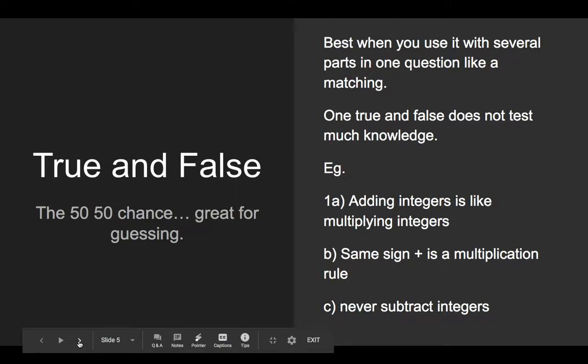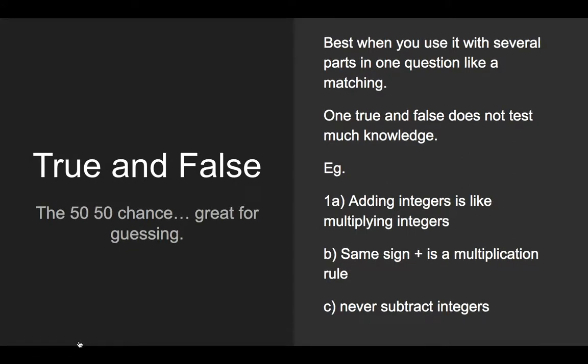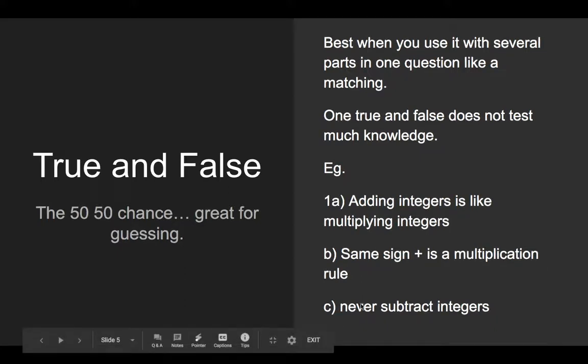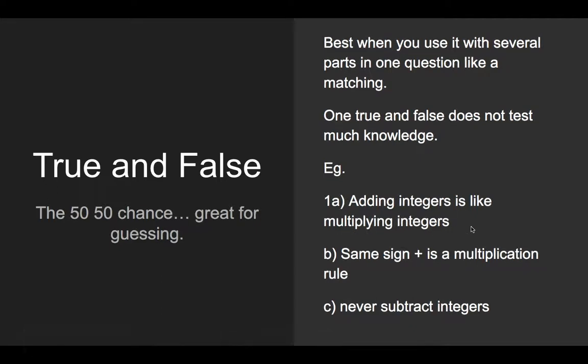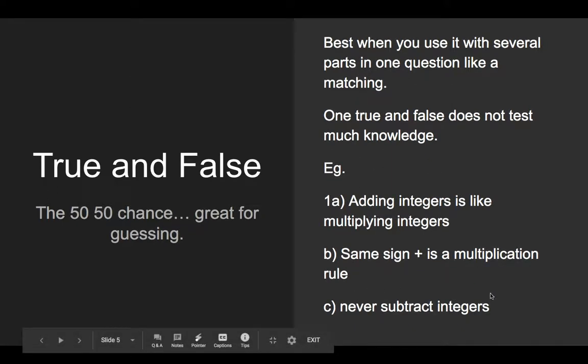True and false. True and false is best used when there are several parts in one question, kind of like matching. One true and false question really doesn't test much knowledge. So for example, here, I have 1A, B, and C. Again, we're back to that multiple layers within one question. Adding integers is like multiplying integers. Same sign positive is a multiplication rule. So you see how these are all related to integer rules, but I can test more than one understanding.